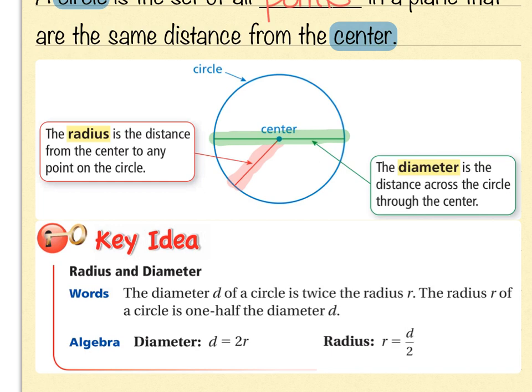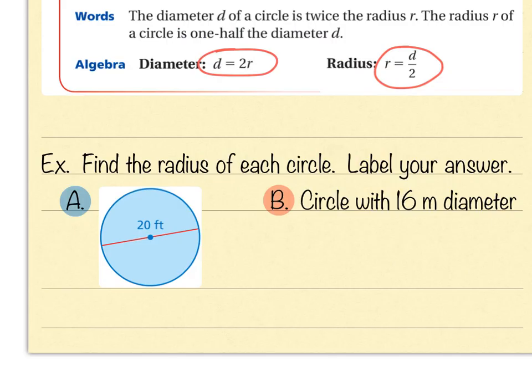And so one thing that we can gather from this is that the diameter is twice the radius. And we see that down here. The diameter is twice the radius. Or you could say that the radius is half of the diameter. So if the radius was 3, the diameter would be 6. And if the diameter was 12, then the radius would be 6. All right, so let's look at a couple examples.